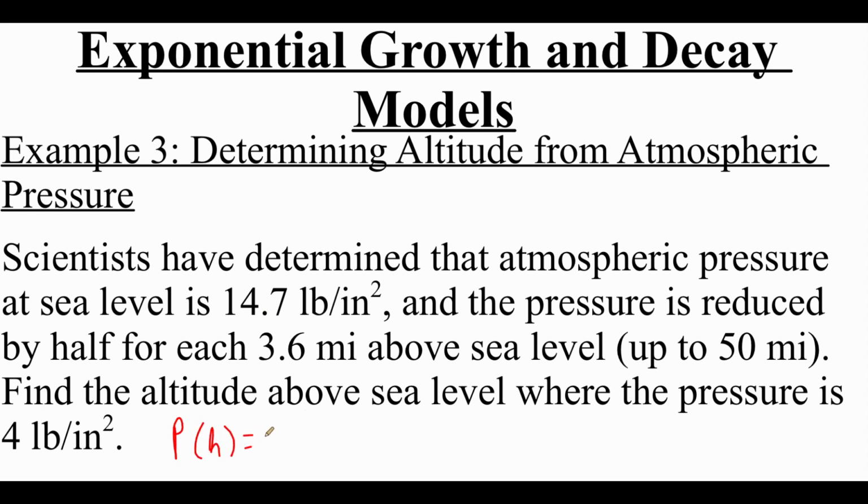Now our initial pressure at sea level is the 14.7, and the pressure is reduced by half, meaning that we're losing 50%. So inside of my parentheses, I'm going to be taking 1 plus a negative 0.5. And as far as that height, we're looking at the height compared to that 3.6. So I'm going to be taking h over 3.6. So if I look at simplifying this down a little bit, it's going to be 14.7 times 0.5 to the h over 3.6. And we're going to figure out at what altitude the pressure is 4 pounds per square inch. So I'm going to use my calculator to help me out.